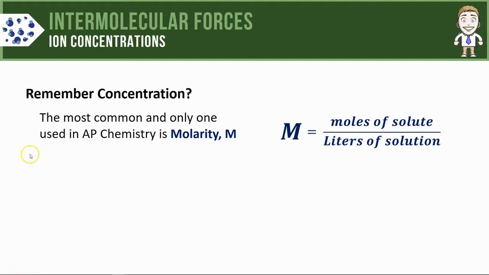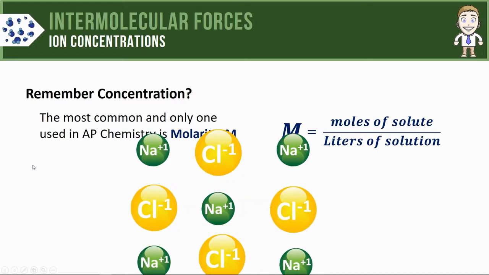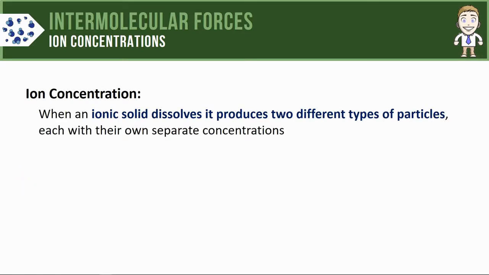In this video, we'll take a look at some special considerations related to molarity that you'll have to pay attention to when your solute is an ionic solid that dissolves and splits into two different types of ions. So the issue with ion concentrations is that when an ionic solid dissolves, it actually produces two different types of particles, the cation and the anion, each with their own separate concentrations.